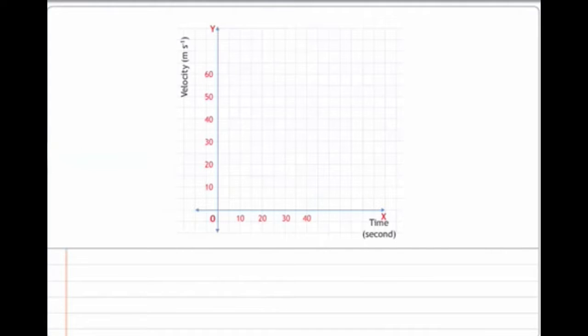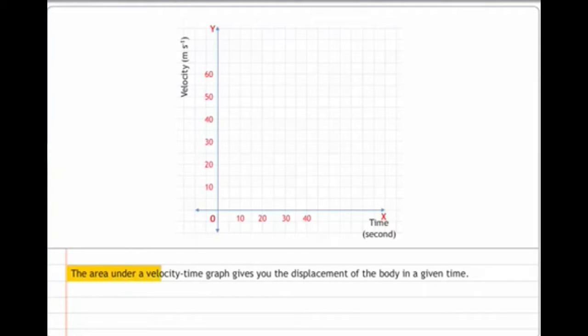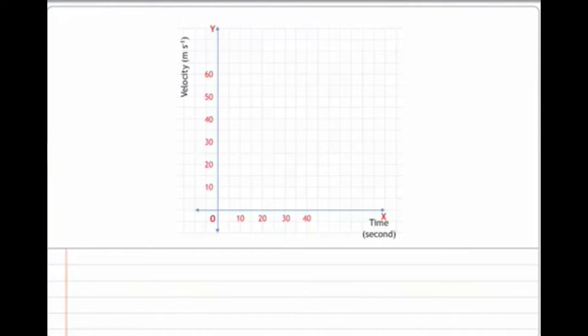Just as you can use a distance time graph to determine the speed of an object, you can use a velocity time graph to determine the displacement of an object. The area under a velocity time graph gives you the displacement of the body in a given time. Consider the velocity time graph of a car moving with uniform velocity, say 30 meters per second.